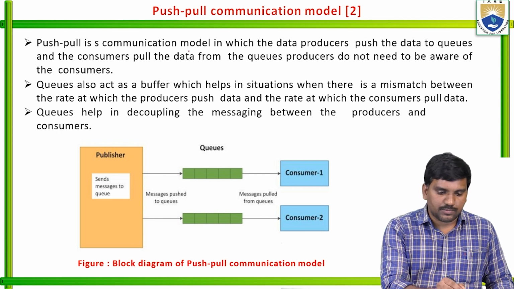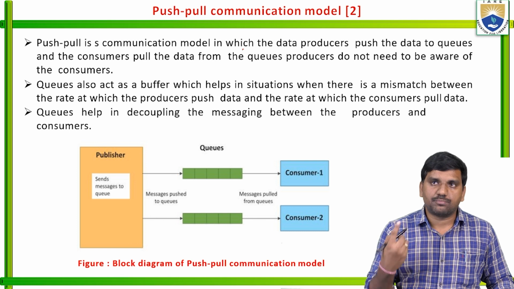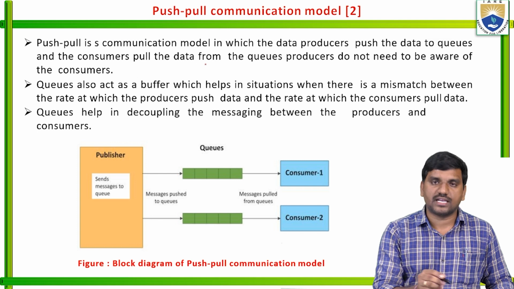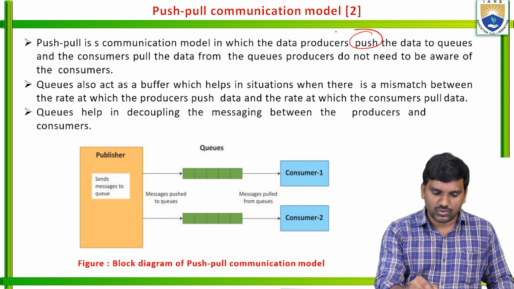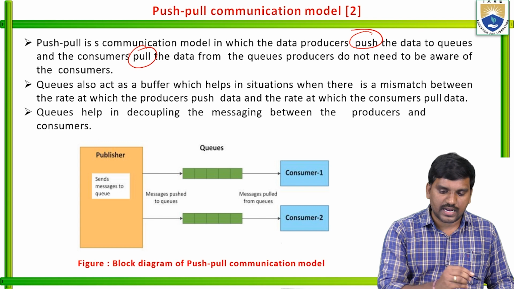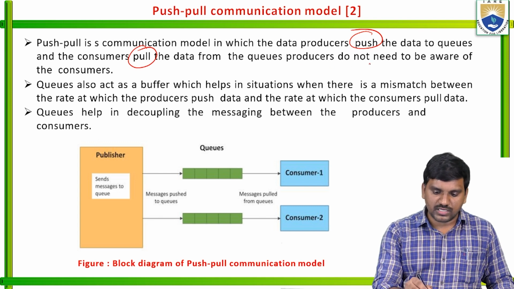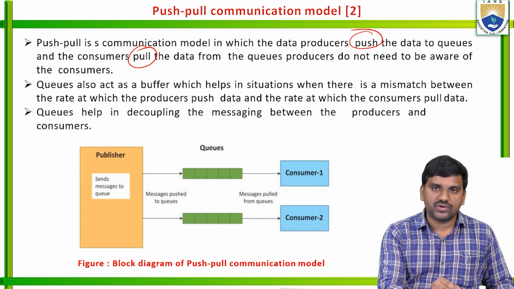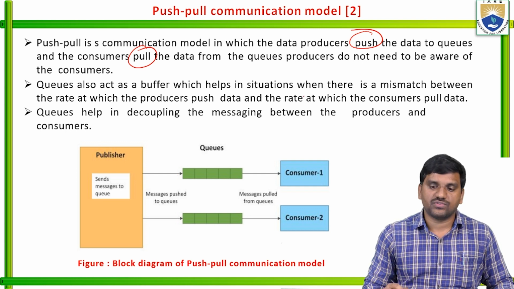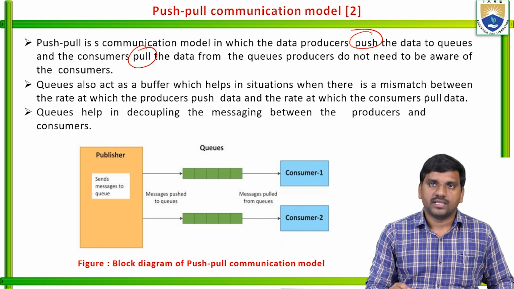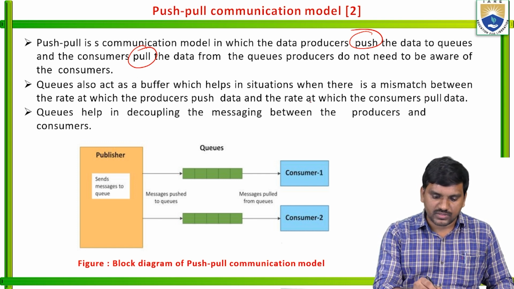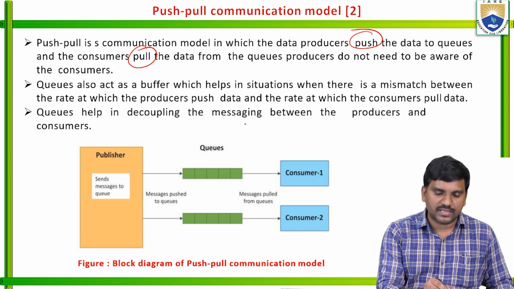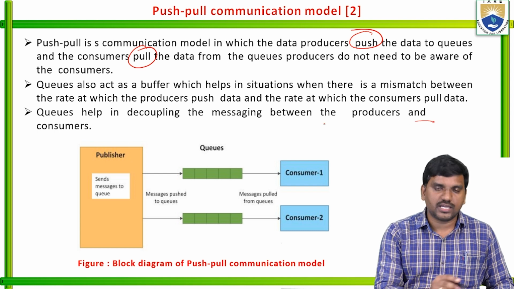So the push-pull is a communication model in which the data producers push the data to queues and consumers pull the data. Push and pull. So here the data will be pulled and the data will be pushed. Queue producers do not need to be aware of the consumers. The queues also act as a buffer, which helps in situations when there is a mismatch between the rate at which the producers push the data and the rate at which the consumers pull the data. The queues help in decoupling the message between the producers and consumers.